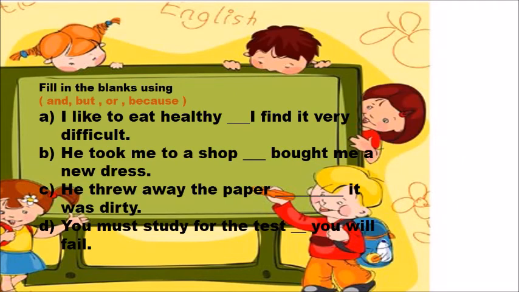In this slide, fill in the blanks using and, but, or because. You can read it and copy the same in your English notebook. First one, I like to eat healthy dash I find it very difficult. So you need to think about the sentence, then decide what is the appropriate conjunction to use here. B. He took me to a shop dash bought me a new dress. C. He threw away the paper dash it was dirty. D. You must study for the test dash you will fail.